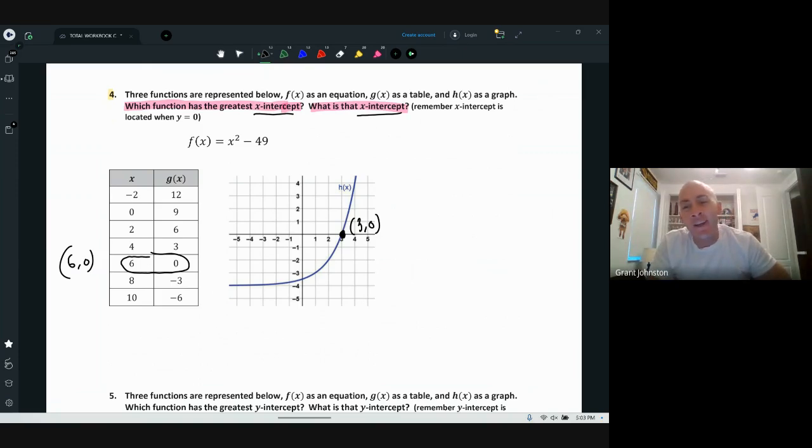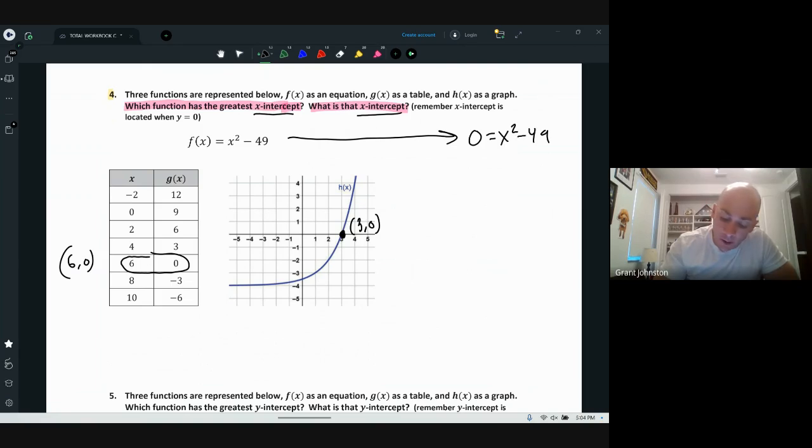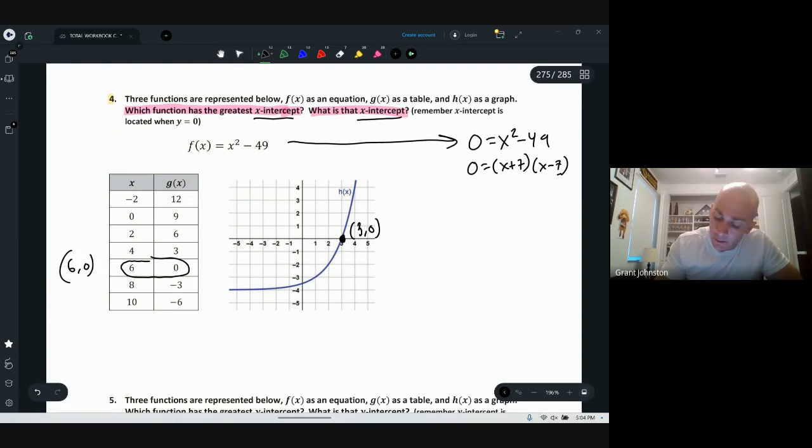Now, f of x is a bit more of a challenge because it's an equation. So we're going to look, I'm going to do it over here, when y equals 0. So I'm going to say 0 equals x squared minus 49. Now I'm going to solve this. You can either solve it by taking square roots or factoring it. I'm going to factor it. This would be x plus 7, x minus 7. So then set each equal to 0. Whoops.